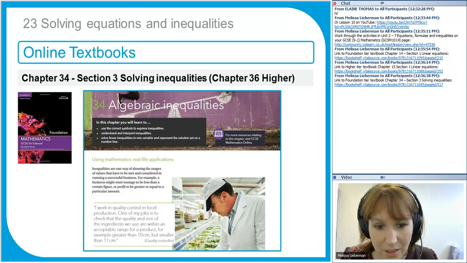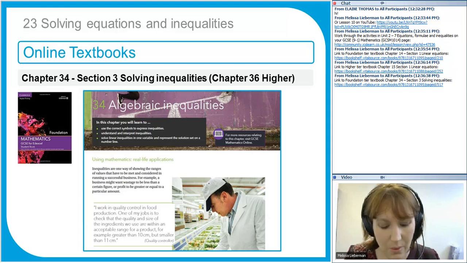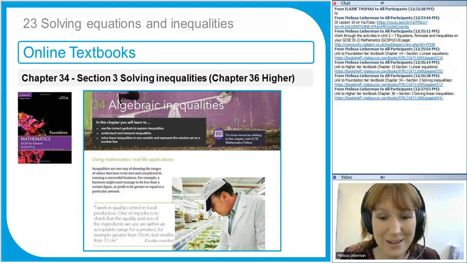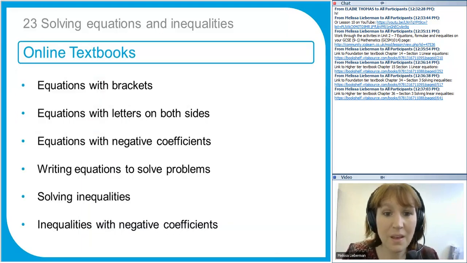Now for higher tier, you also need to know how to plot inequalities on a graph to get regions. But don't worry too much about that for now, because we'll go on to that in unit 4 when we start covering the topics that are only at higher tier. So you can leave those bits out for now if you're doing higher tier, unless you want to cover them straight away. You can. I'm not going to stop you from moving ahead, and you can even do the unit 4 lessons right now if you want to. They're all there as recordings.